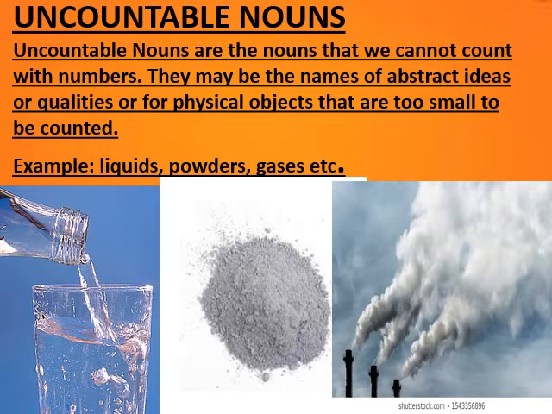So far you have seen countable nouns. Now let us go to uncountable nouns. Uncountable nouns are the nouns that we cannot count with numbers. They may be the names of abstract ideas or qualities, or for physical objects that are too small to be counted. Example, liquids, powders, gases, etc.